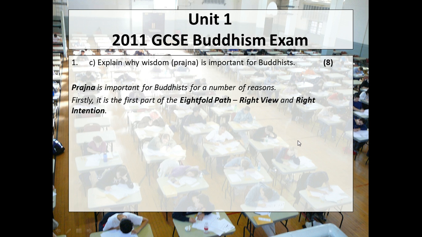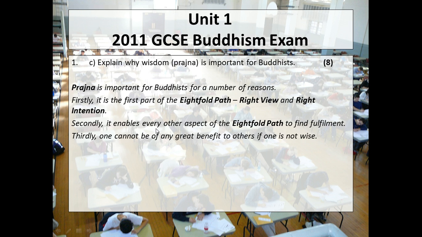Firstly, it is the first part of the Eightfold Path, right view and right intention, as we've just seen, or right attitude. Secondly, it enables every other aspect of the Eightfold Path to find fulfillment. So without the right view and the right intention or attitude, you can't actually accomplish anything in the rest of the Eightfold Path.